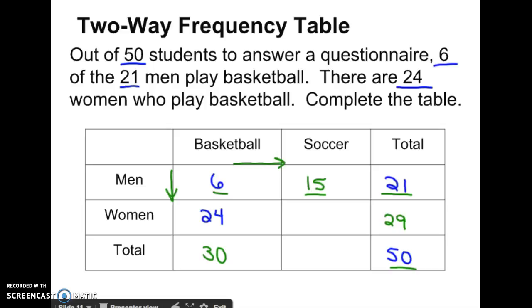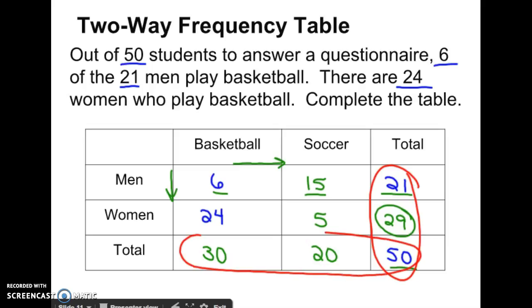So here's what I know then, women-wise. 29 women did the questionnaire. 24 of them did basketball, so that means that 5 of them, because we have a total of 29, would have had to have done soccer. And then my last one I'm filling out, if 15 men did soccer, and 5 women did soccer, then the total number of people that did soccer should have been 20. So you should see the numbers are going to add horizontally and vertically to equal the total. So here's my total here. Here's my total down here. So these numbers are going to add to give me those answers, vertically and horizontally on a two-way frequency table.